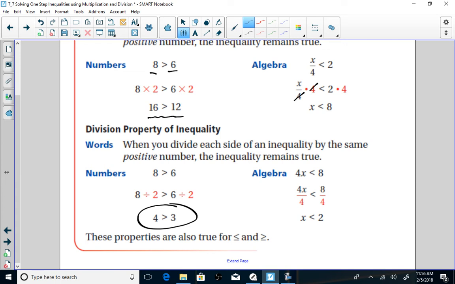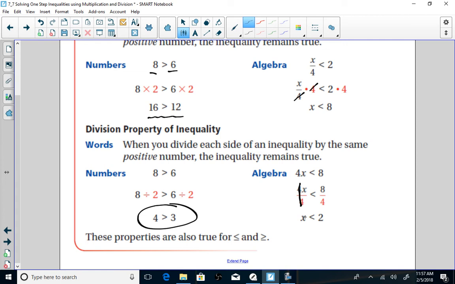We can use that division property of inequality to find solutions to inequalities. This inequality says 4 times the number x is less than 8. I want to know what are the values for x that would make this inequality true. 4 times what number would be less than 8? Well, I use the inverse operation to find solutions. I see multiplication. The inverse operation would be division. So we divide both sides of the inequality by the same positive number. 4 divided by 4 is 1x, or x.